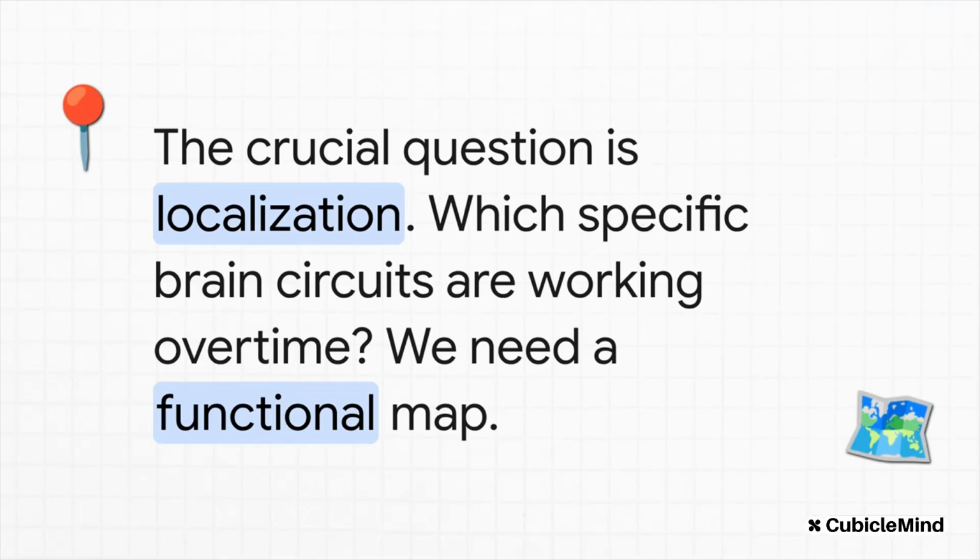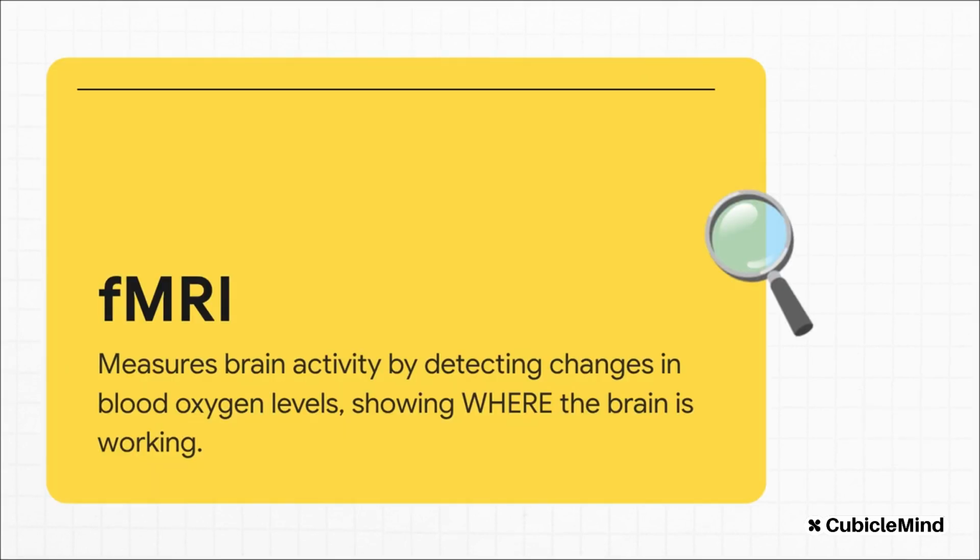This is the big one, right? Where is the action when you're trying to solve a puzzle or you feel a rush of emotion? Which specific circuits in your brain are doing the heavy lifting? For that, we need a functional map of the brain in motion. And the undisputed champion for this job is fMRI.